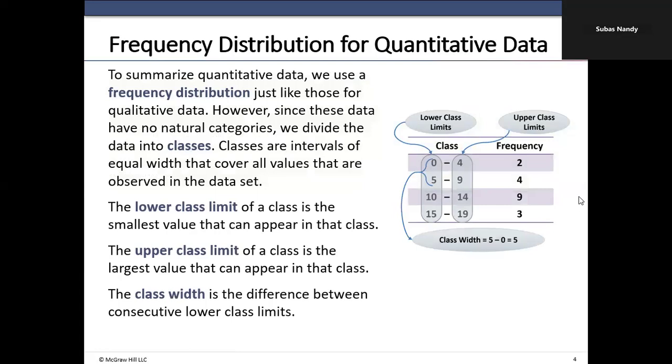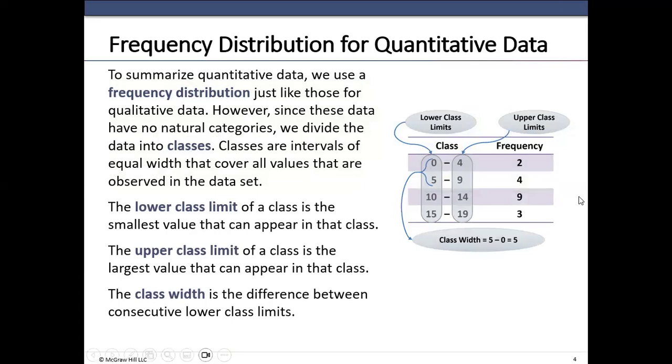So, here is the data. To summarize quantitative data, we use a frequency distribution just like those for qualitative data. However, since these data have no natural categories, we divide the data into classes. Classes are intervals of equal width that cover all values that are observed in the data set.